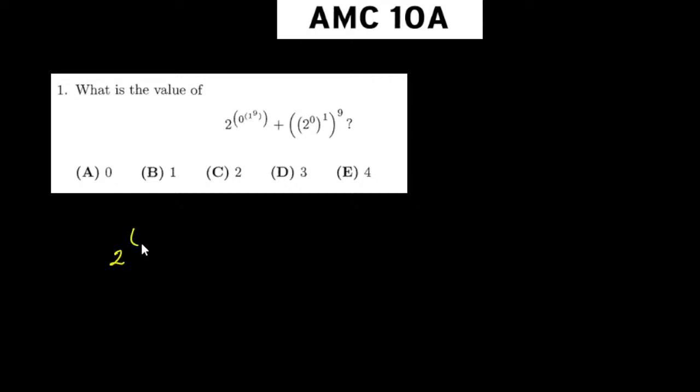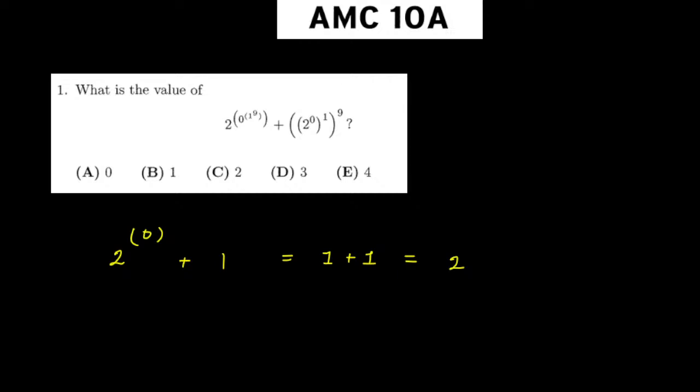So 2 power, now 0 power anything means 0 multiplied by any number, so it is going to be 0 only. So it becomes 2 power 0 plus, now here we have 2 power 0. Now 2 power 0 is 1. So now 1 power we have 1 and then whole power we have 9. So 1 power anything is 1. So that means we have 2 power 0 is 1 and this is 1, and 1 plus 1 is 2. So the answer for the first question is 2.